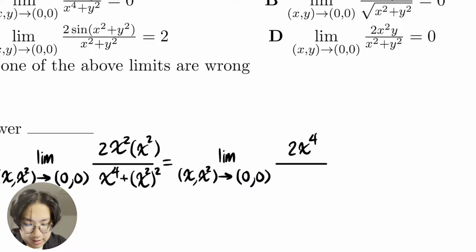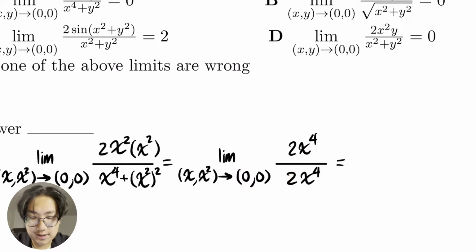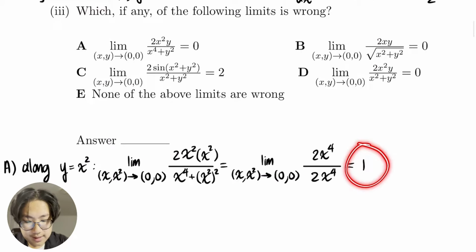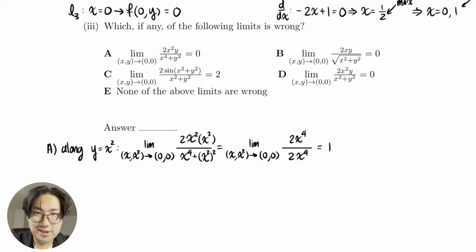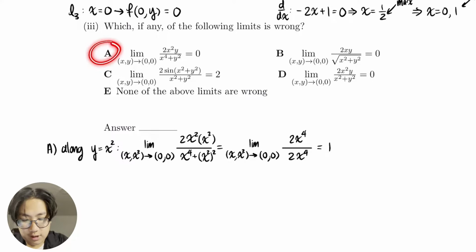And then in the denominator, you get x to the power 4 plus x to the power 4, which is just 2x to the 4. Notice that this simply cancels out to 1, and obviously the limit there is then just a constant, which is 1. And the issue here is 1 obviously is not equal to 0. So in this case, that would be all the justification you need to determine that A is the correct answer.